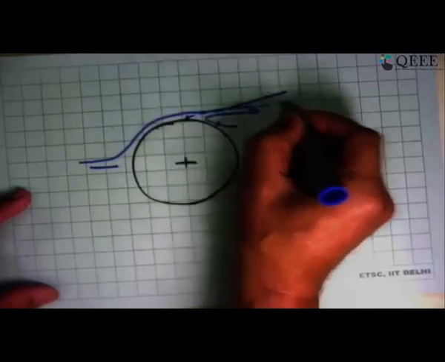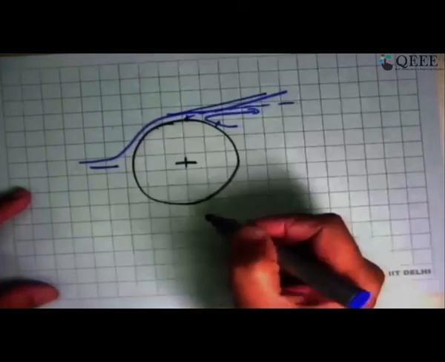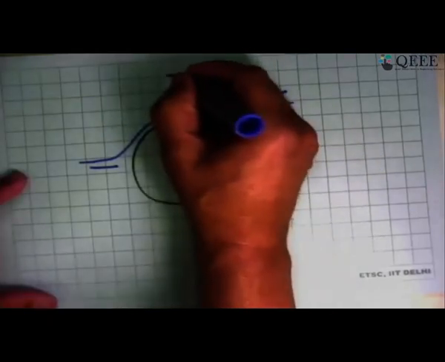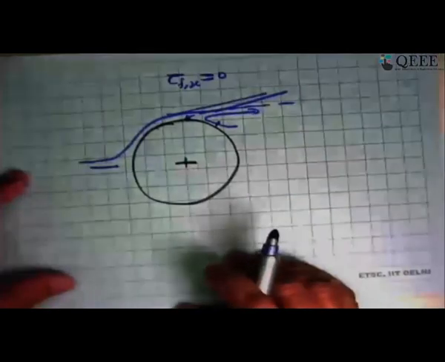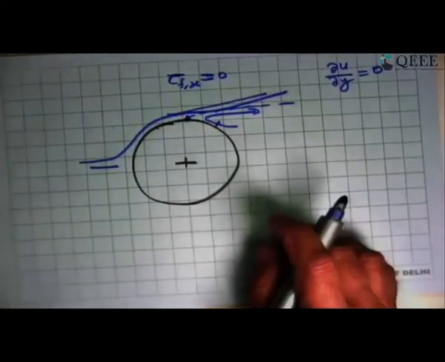So this separation streamline. What it means is that at this point for separation, the local skin friction coefficient is 0. Because here, normal to this, du dy has become 0, and this also happens for a flat plate.